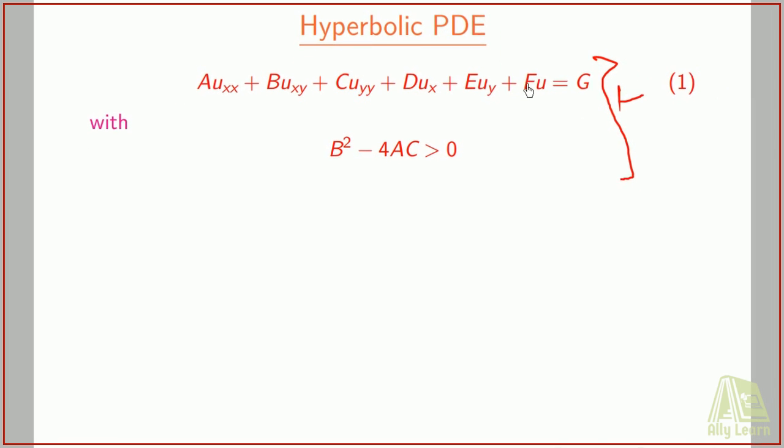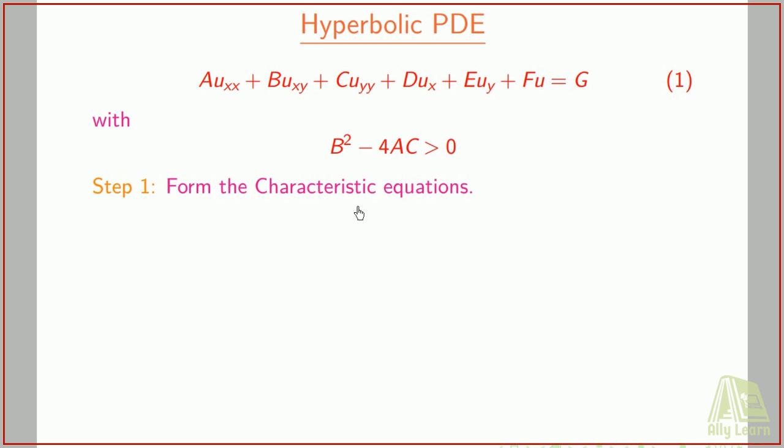Step 1 is to form the characteristic equations. In order to form the characteristic equations, we start with the equation a lambda square plus b lambda plus c equals 0. Friends, don't get confused, as this is not the characteristic equation. We will be using this equation to get our characteristic equations. We will calculate its roots, and using the roots of this equation, we will form our characteristic equations.